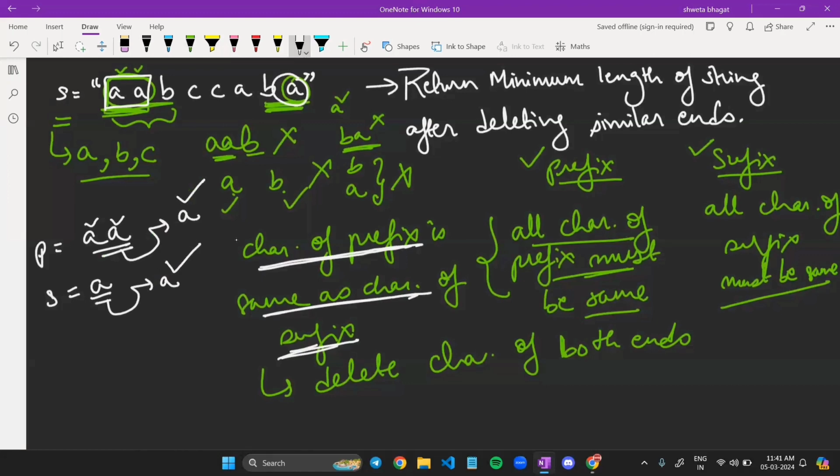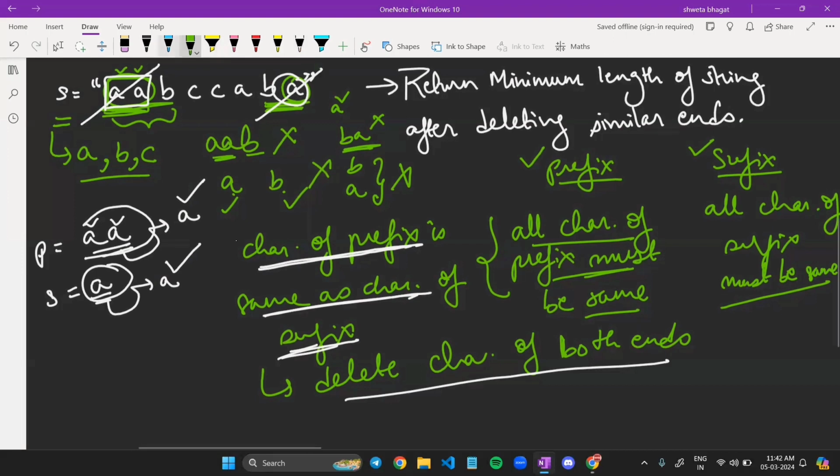So what can we do? We can delete the characters of both ends. It means that we can delete both the prefix as well as the suffix. So in that case, what are we going to do? We are going to remove this prefix and this suffix from the given string S. So if we remove this prefix and the suffix, what will we be left with? We will be left with this particular string, right? We'll be left with BCCAB.